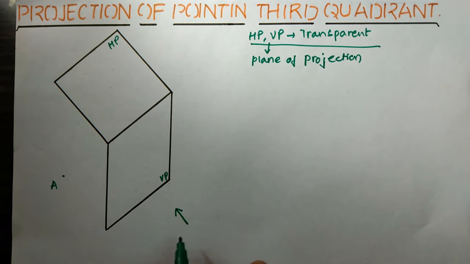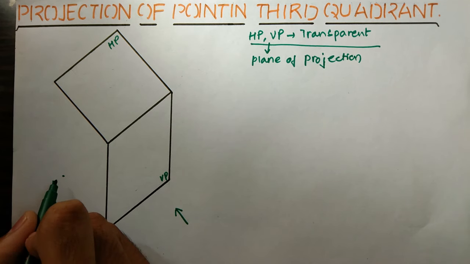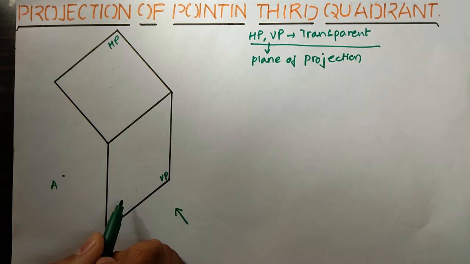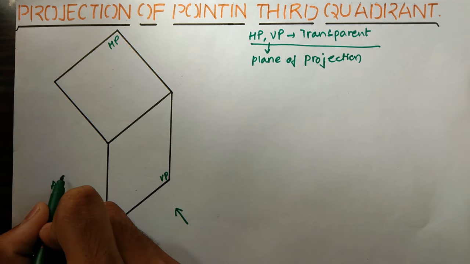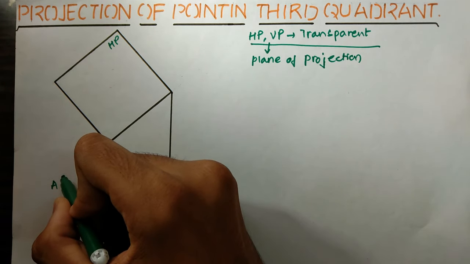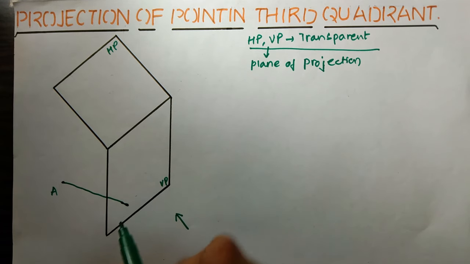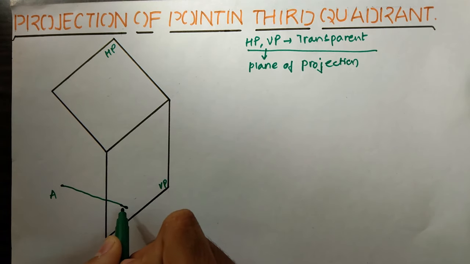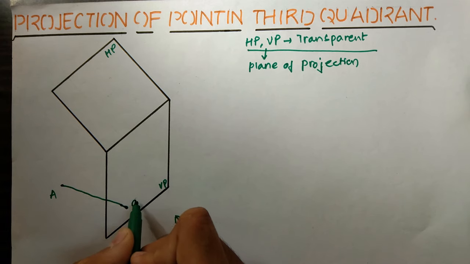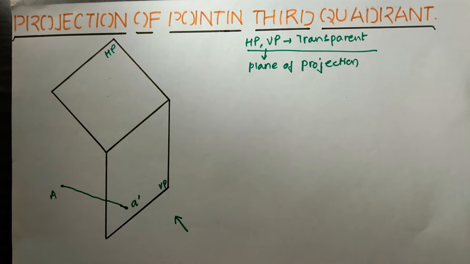Now, when the observer observes this point A from the front, then we have a view intersecting the vertical plane which leads us to the front view. So let us draw the projector intersecting the vertical plane at a certain point which leads us to the front view. So this point is referred to as a front view, meaning it is A dash.